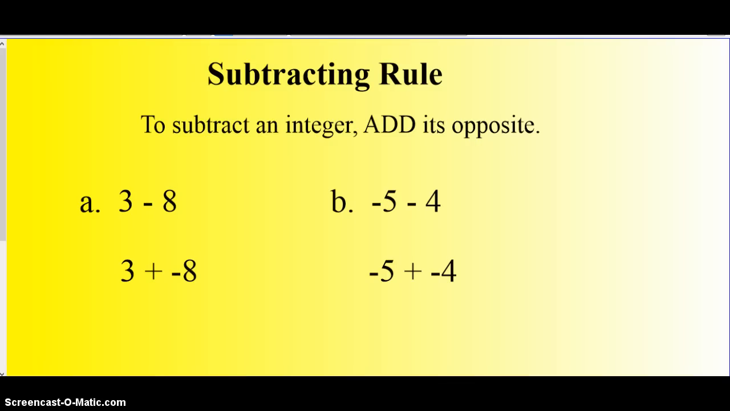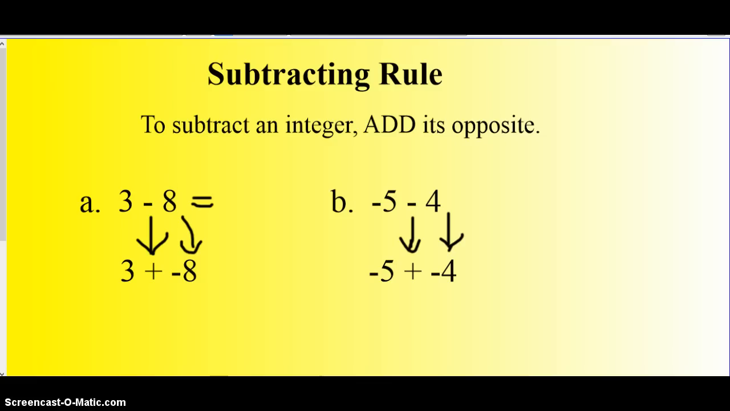So our subtracting rule, and you'll want to get this into your notes: to subtract an integer, add its opposite. In these two problems, you can see where we started out with the original problem, 3 minus 8. When we add the opposite, we change the subtraction sign to an addition sign, and we change the positive 8 to a negative 8. That's what it means by adding its opposite. On letter B, we've changed the subtraction sign into an addition sign, and we had a positive 4. We also changed that to negative 4. The opposite of 4 is negative 4.